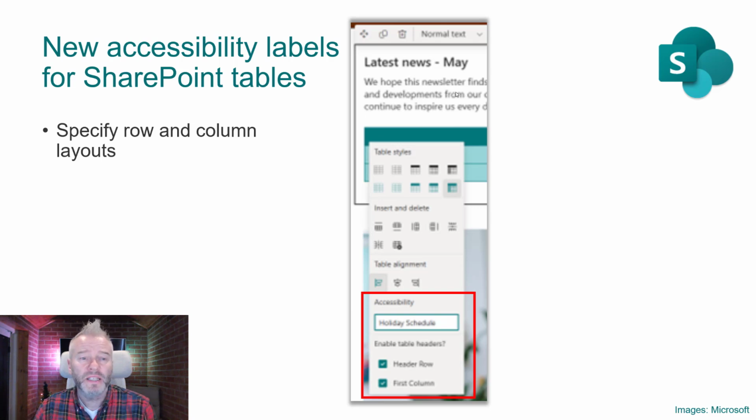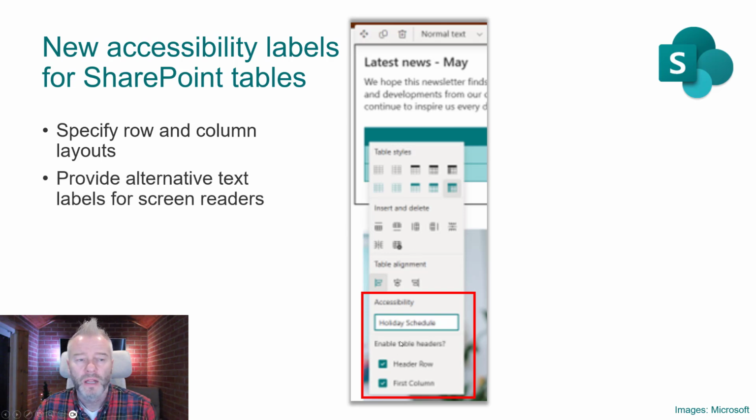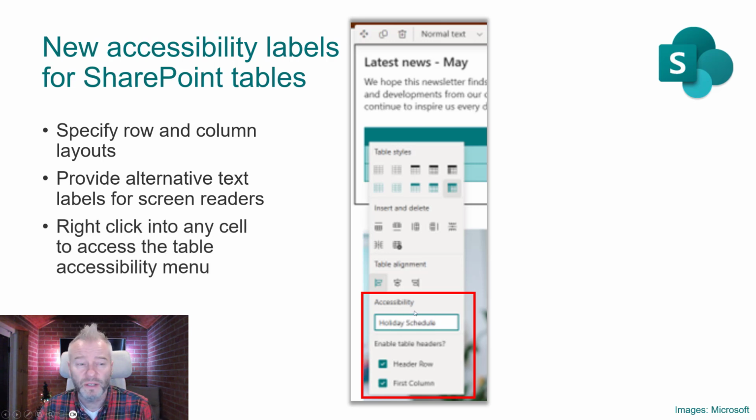Anyway, the ability to specify row and column layouts. Look at this, it's just a really nice interface now, but here's the bit I want to focus on: the ability to provide alternate text labels for screen readers. So you can see here on the screen, I can tell a screen reader what's in that actual cell. Okay, so I think that's good.